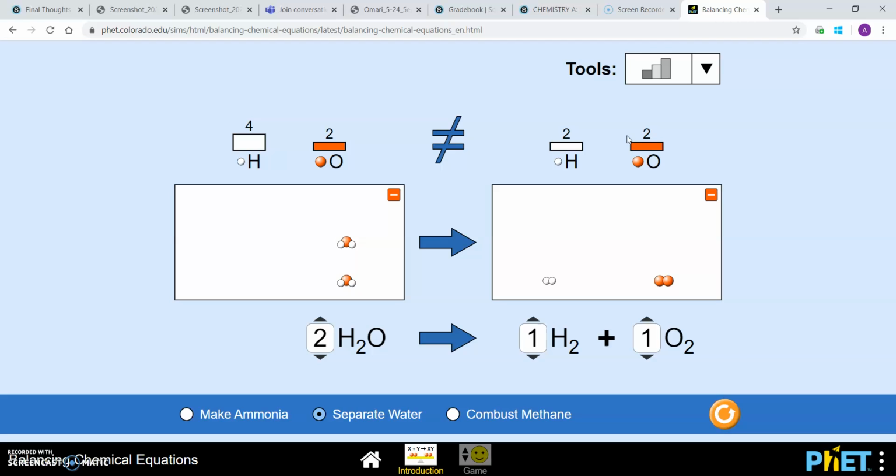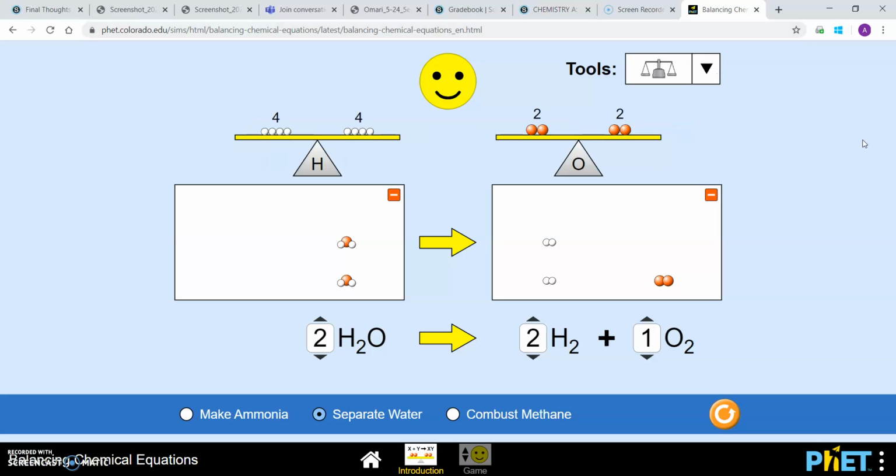My oxygens are equal. My hydrogens are no longer equal, but what do I do? I change that coefficient there. So the balanced chemical equation is when I have 2 molecules of water, that is 4 hydrogen atoms and 2 oxygen atoms as reactants, and then I make 2 molecules of hydrogen gas, H2, and 1 molecule of oxygen gas. So at the end, I still have 4 atoms of hydrogen and 2 atoms of oxygen.